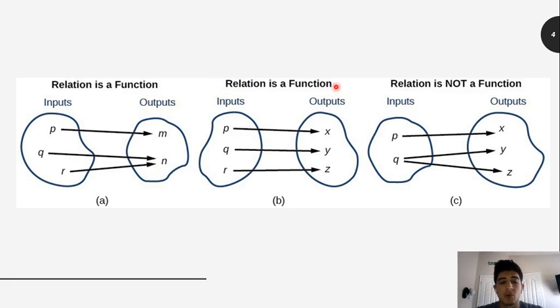This is what you're normally comfortable seeing: P has X, Q has Y, R has Z. This is just your X, this is just your Y. This is when it's not a function. P has X, but Q has Y and Z. So this is not a function. Why? Because this Q right here has two Y's. As we mentioned before, that's not a function.